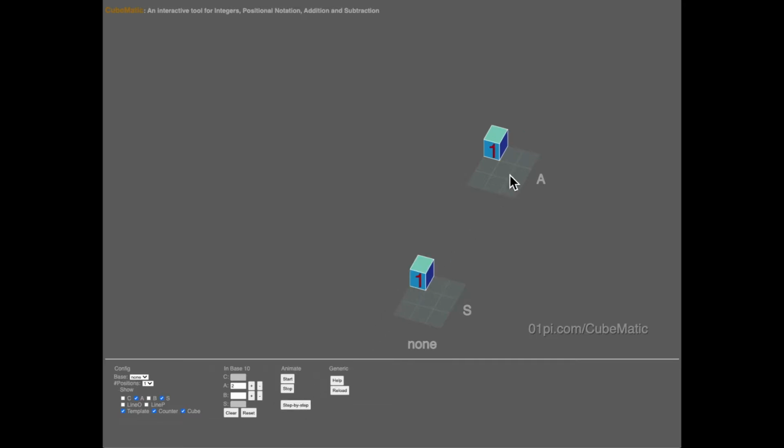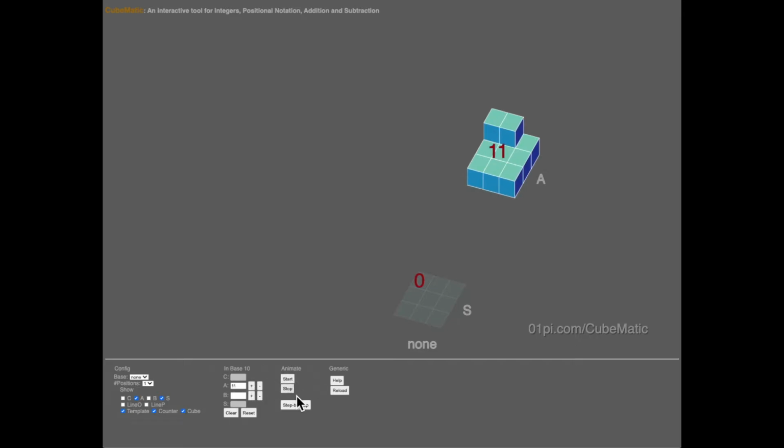What I did, I take 1 cube in A and move that into S. And if I do the same thing again, the last cube is moved into S. If I do it once more, nothing happens. So go back and put some big numbers there.